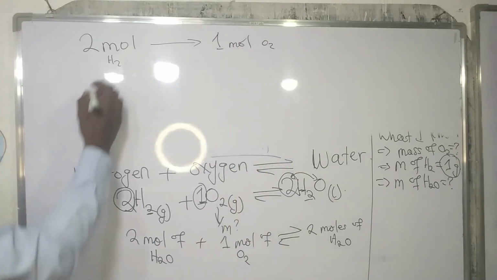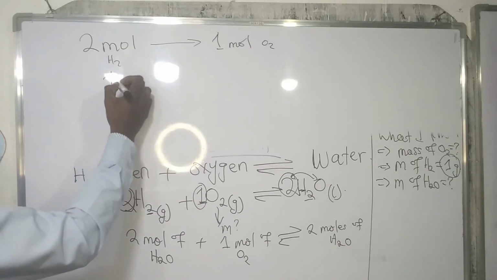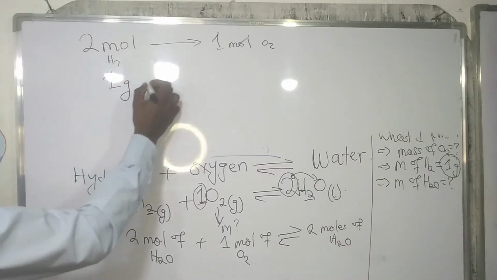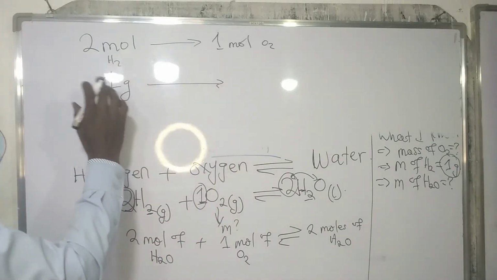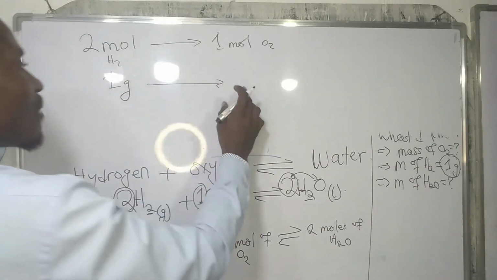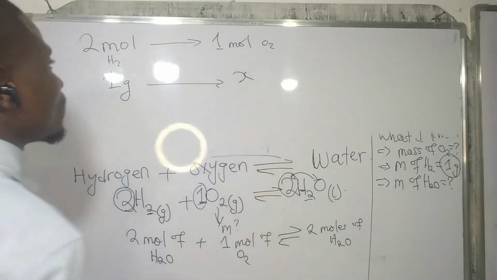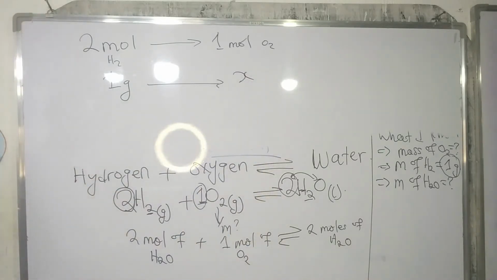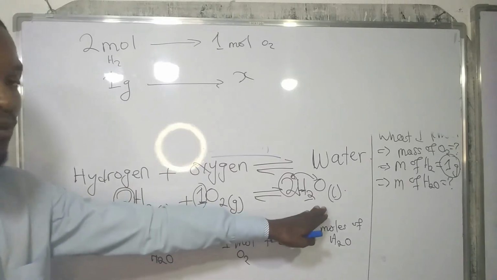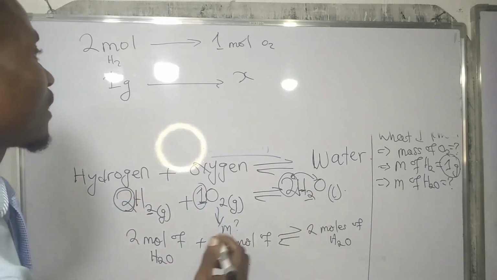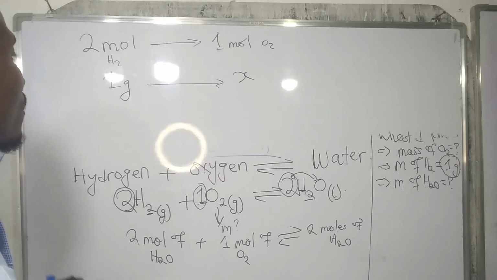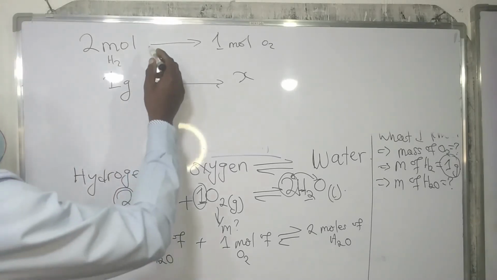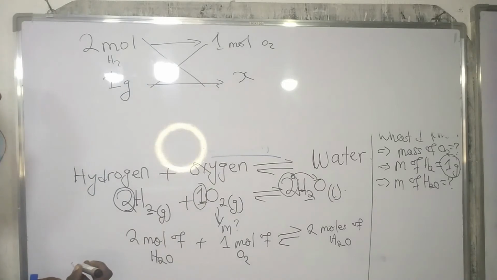And then they have said that the mass of hydrogen is 1 gram. Now, if the mass of hydrogen is 1, what mass of oxygen should we use in order to form the product water? Okay, so it is a simple thing.